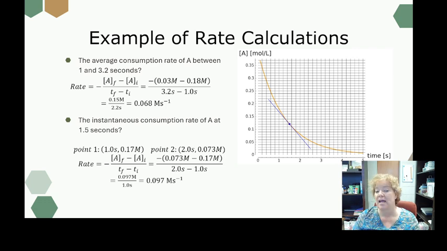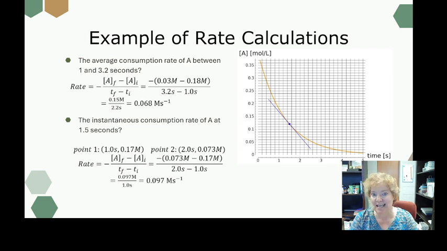If I were looking for the average consumption rate of A between 1 and 3.2 seconds, I would look on the curve at 3.2 seconds and see that it's about 0.03 molarity. Then I would look at the time at 1 second, go to the curve, and read off the point, which looks like about 0.18 molarity. The final would be 0.03 minus the initial, but because it's a consumption rate, I put the negative sign in front so that it becomes positive. Then over 3.2 minus 1.0, I end up with 0.068, and my units would be molarity per second.